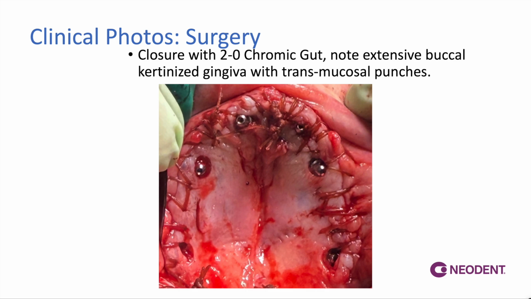We can use a combination. My recommendation is to use 2.0 chromic gut. It is much stronger than your typical 3.0 or 4.0. Chromic gut resorbs, and nothing is more frustrating to a surgeon than when your suture breaks. And so utilizing 2.0 is a very strong suture.